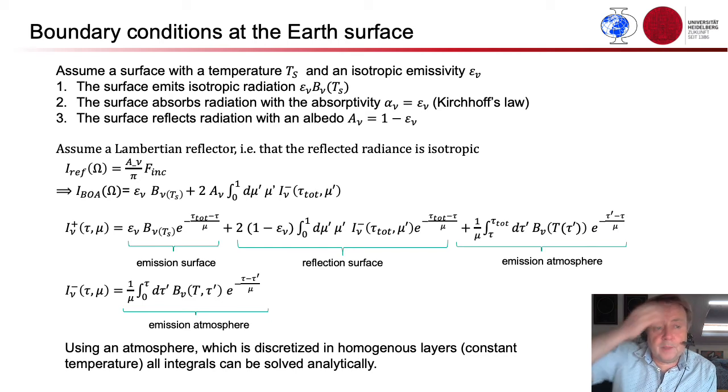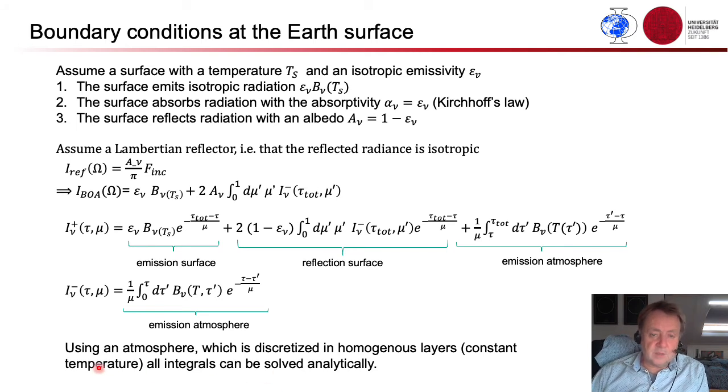Things become a little bit more complicated when we want to implement the proper boundary conditions at the bottom of our model atmosphere. So we assume that we now have a surface of a temperature Ts, and that can be described by an isotropic emissivity epsilon. The surface thus emits isotropic radiation, which is the emissivity times the Planck function at the temperature Ts, but the surface also absorbs radiation with the absorptivity alpha equal to the emissivity. That is Kirchhoff's law.